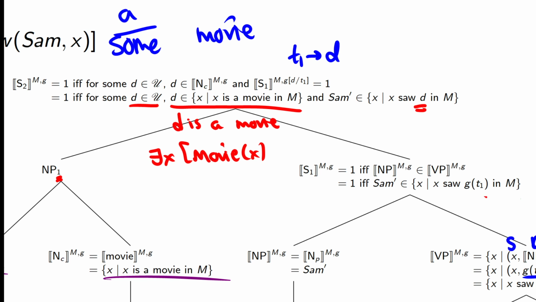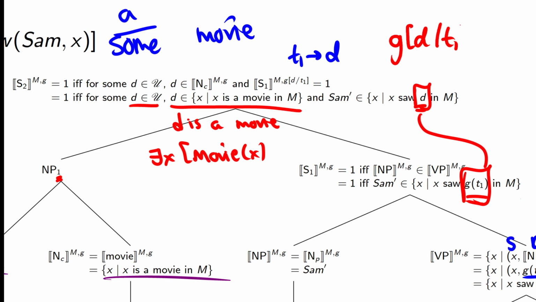Now notice how these two differ. These refer to the same thing, but in our assignment function, when we went G where D replaces T1, we've made this change because we've bound this variable. So G of T1 now realizes itself as D, and that's because in our predicate logic translation, there exists an X such that movie X and saw Sam X, we want these to be co-indexed.